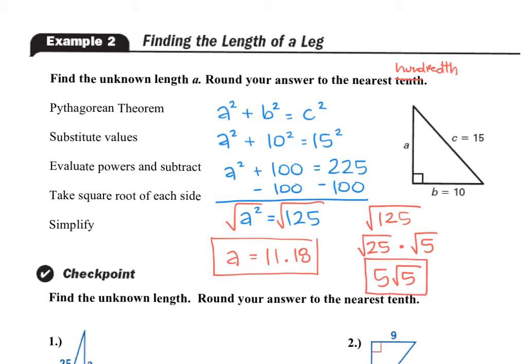Again, you're doing just like we did the other day in our notes and lesson. All right, this one doesn't have a unit in the problem, so I don't need a unit in the answer. So my answer is that A equals 11.18 or A equals 5 times the square root of 5. I'm going to write it both ways in my answer.